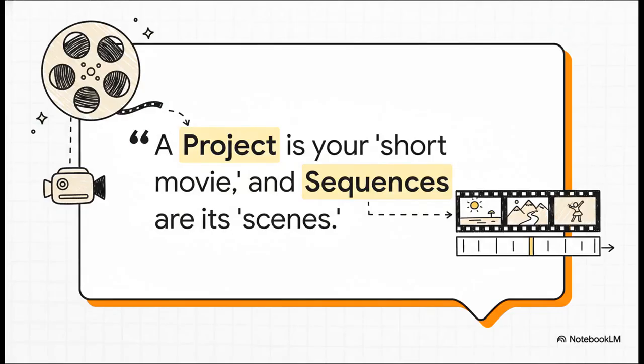And honestly, this is the perfect way to think about it. The project is your entire short movie. Let's call it My Awesome Vacation. But a movie is made of different scenes, right? Well, the sequences are those individual scenes. So you could have a sequence called Beach Day, another one called Hiking Trip, all living happily inside that one main My Awesome Vacation project.